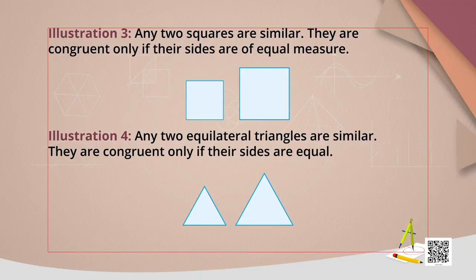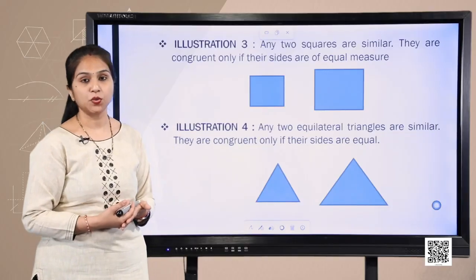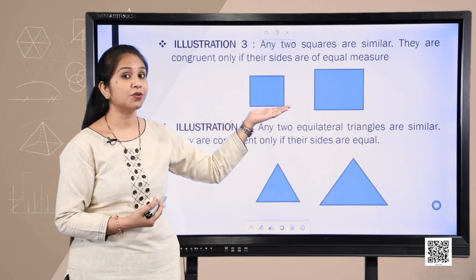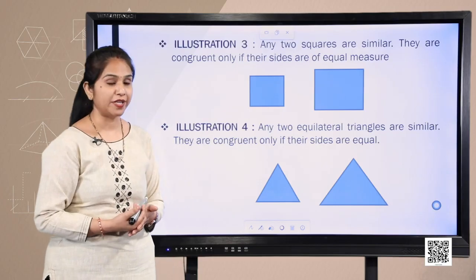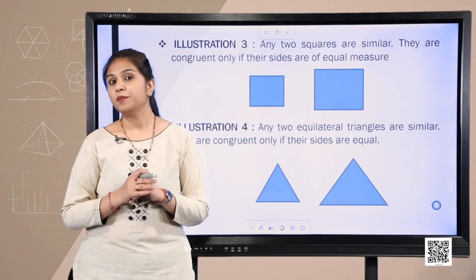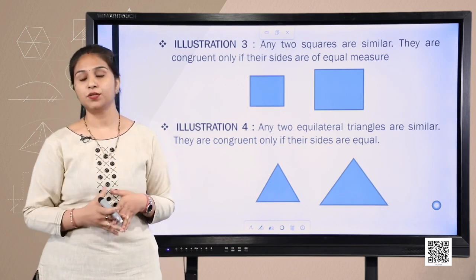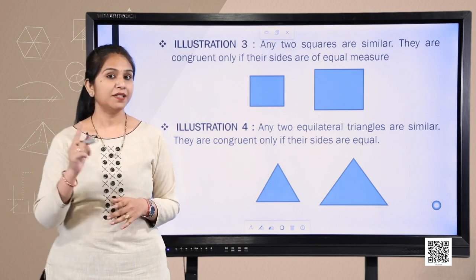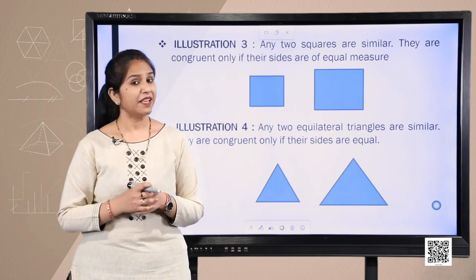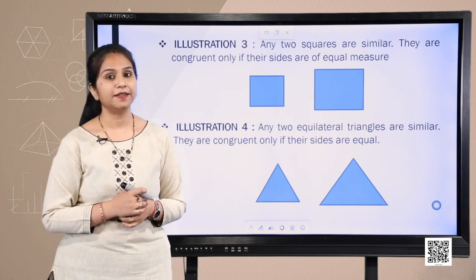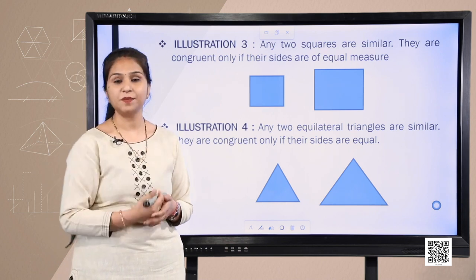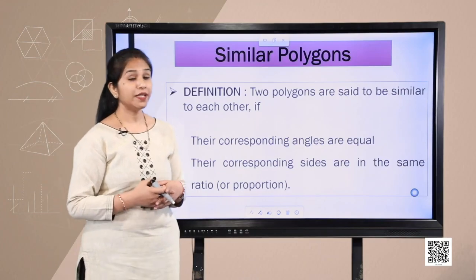Example 3, you have two squares. They belong to the same category, they have the same shape but the sizes of the squares are different, so they are similar but not congruent. Similarly, two triangles have the same shape but different sizes, so these two triangles are also similar but not congruent. Remember one very important thing. From here we can conclude that all congruent figures are similar. But now I am giving you one task. Think about it. Can we say that all similar figures are congruent? Yes or no? Just think about this and you will get the answer in this same session only.